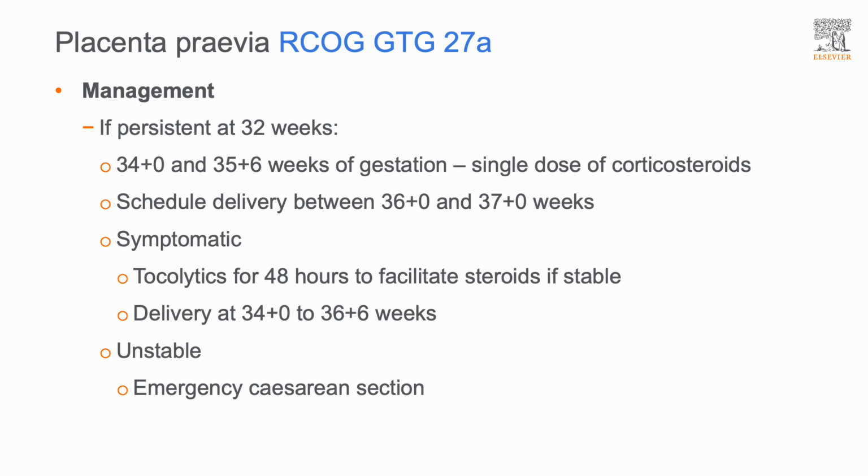If patients are symptomatic, so they have vaginal bleeding, tocolysis is advised for at least 48 hours to facilitate steroid administration, with delivery at between 34 to 36 plus 6 weeks. However, if there are any features of maternal instability or severe blood loss, an emergency caesarean section is required.